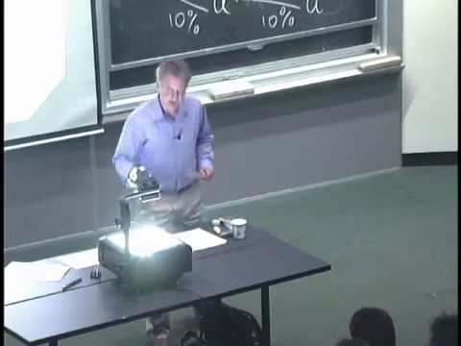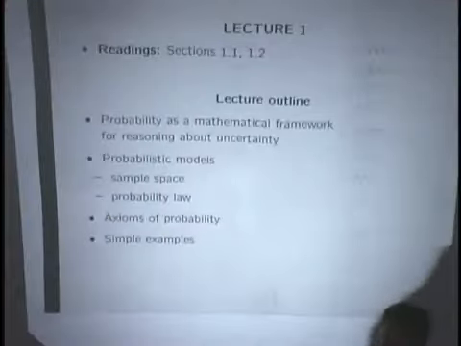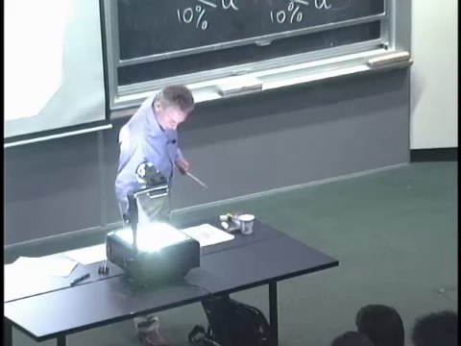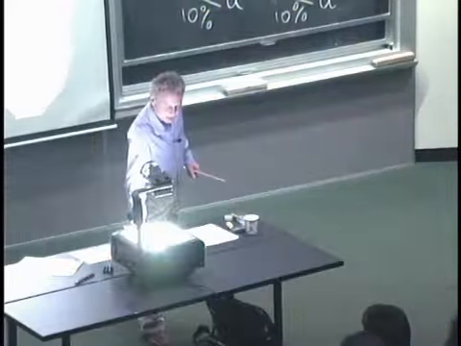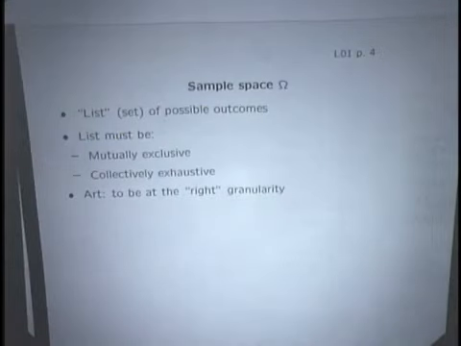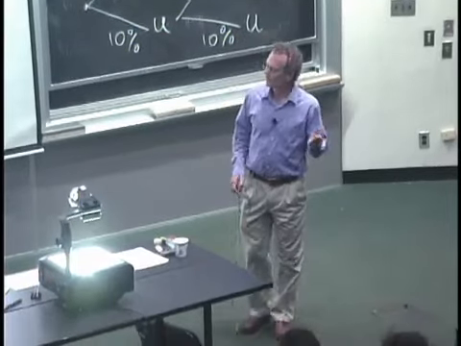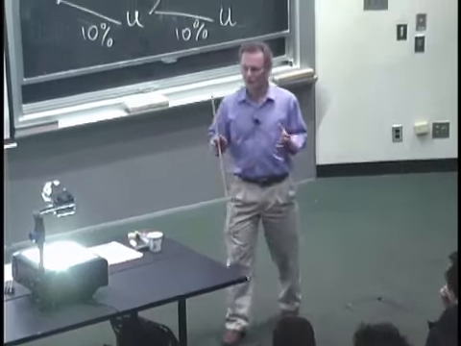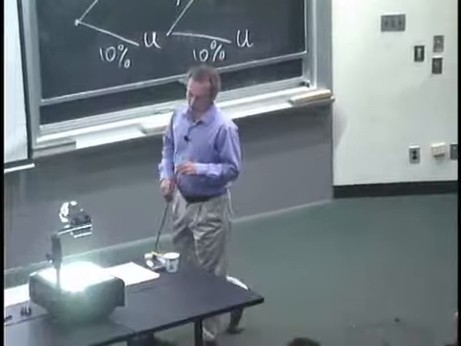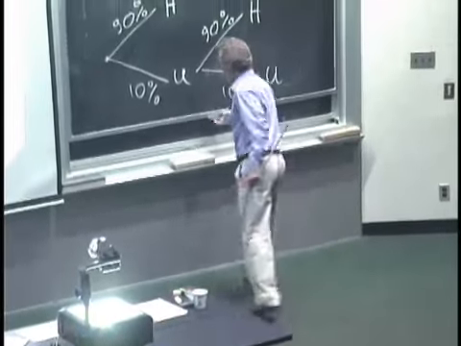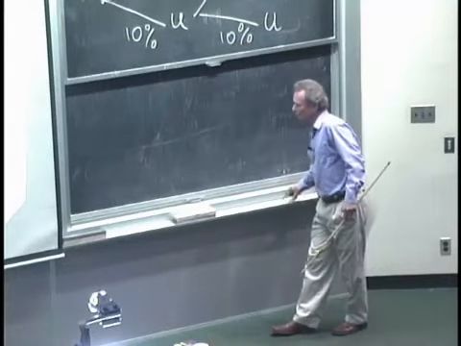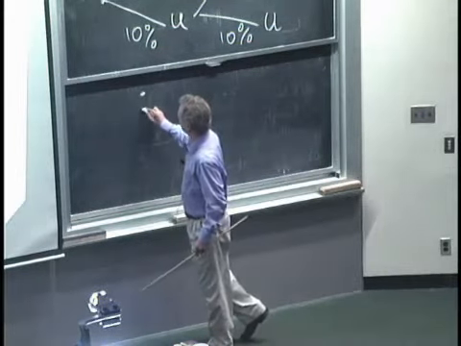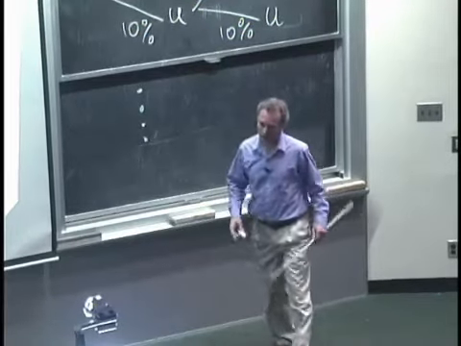OK, so let's start with our agenda. The first piece in a probabilistic model is a description of the sample space of an experiment. So we do an experiment, and by experiment, we just mean that something happens out there. It could be flipping a coin, or rolling a die, or doing something in a card game. So we fix a particular experiment, and we come up with a list of all the possible things that may happen during this experiment. So here's a list of all the possible outcomes of the experiment.